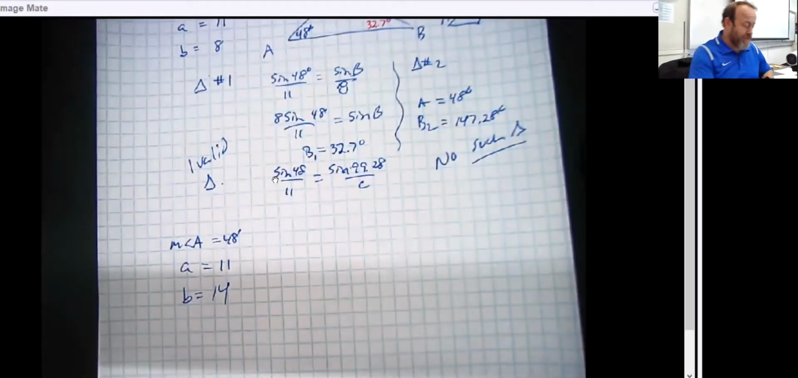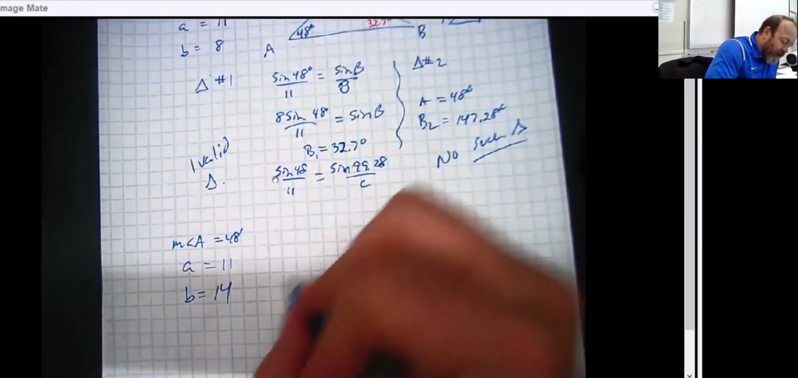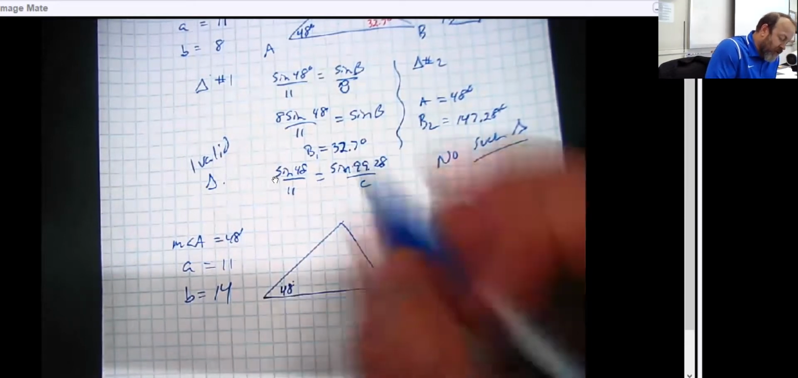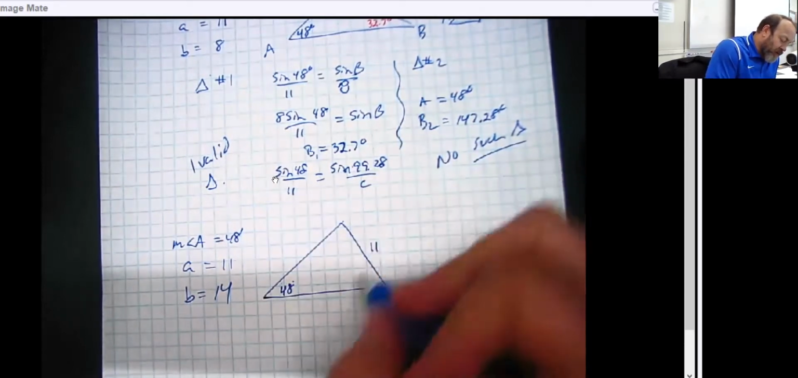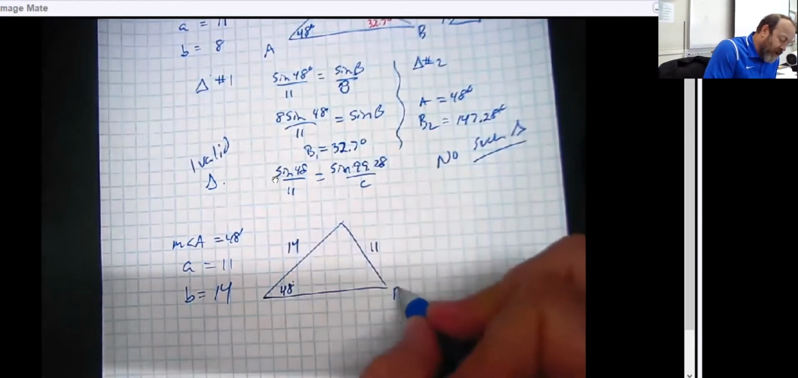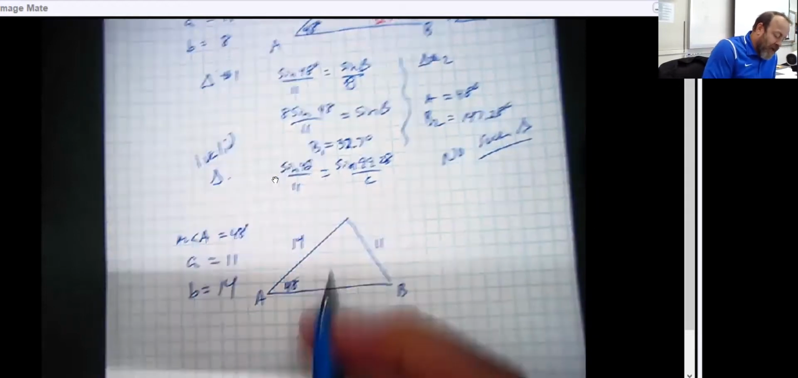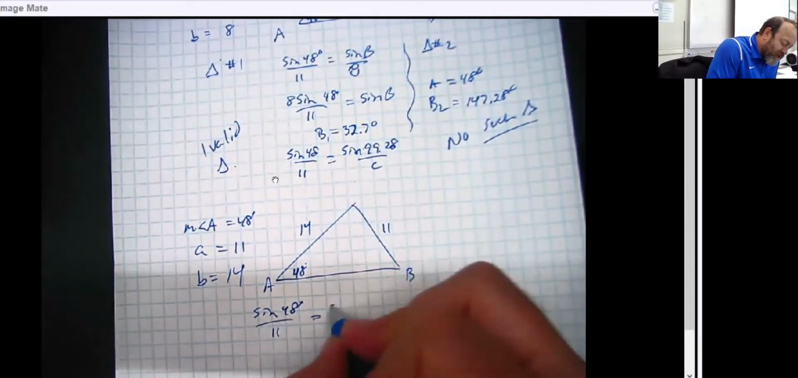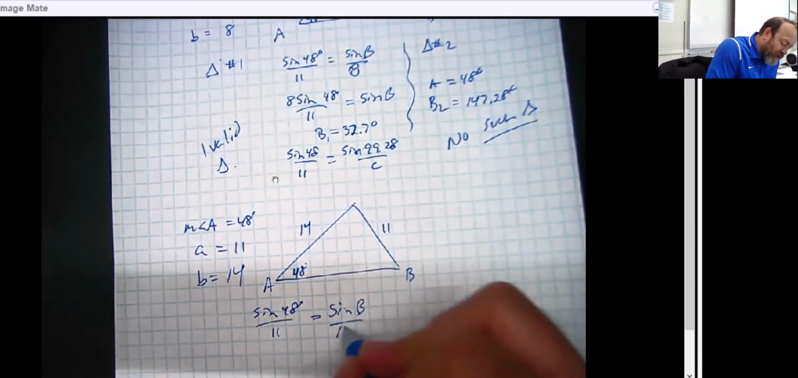Well, now what happens? Let's go through the process again. We come into here and we say that A is 48, little a is 11, B is 14. It's sitting here like this. Now we go through the same process: the sine of 48 over 11 equals the sine of B over 14.